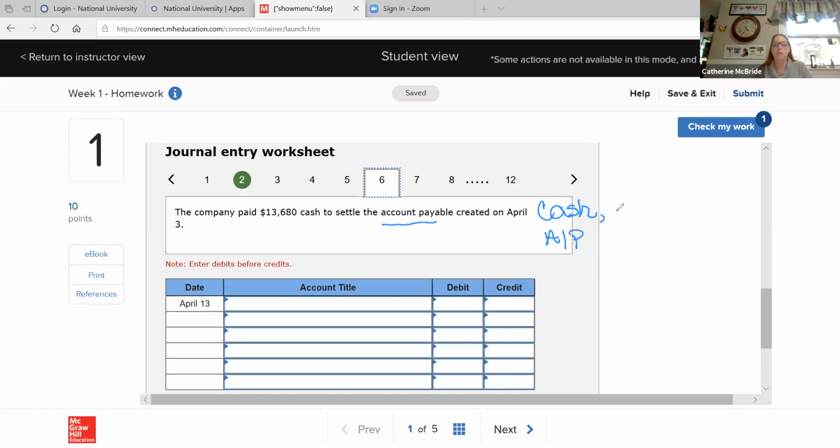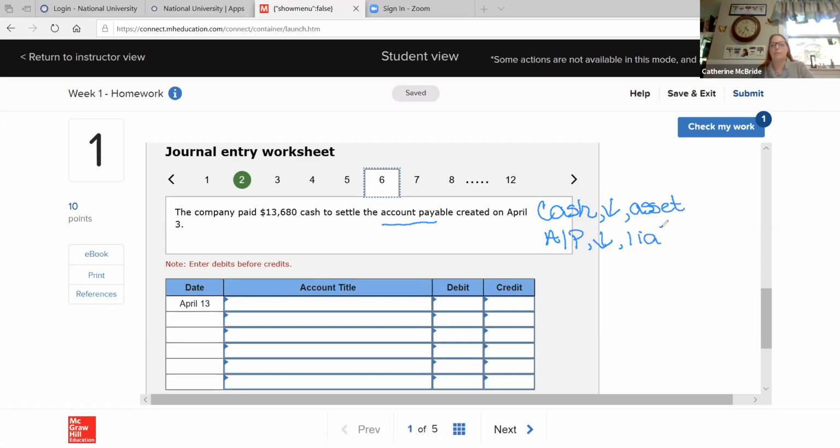Did cash increase or decrease? Yep, cash decreased, we spent it. Did accounts payable increase or decrease? Do we owe more now or less? Yeah, it decreased because we paid it off. What type of account is cash? An asset. What type of account is accounts payable? A liability.